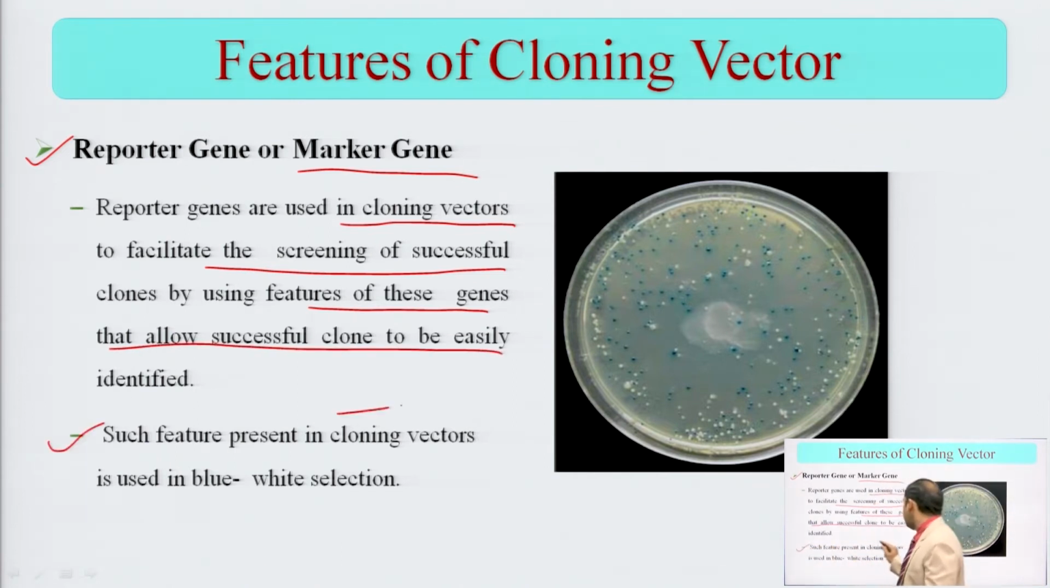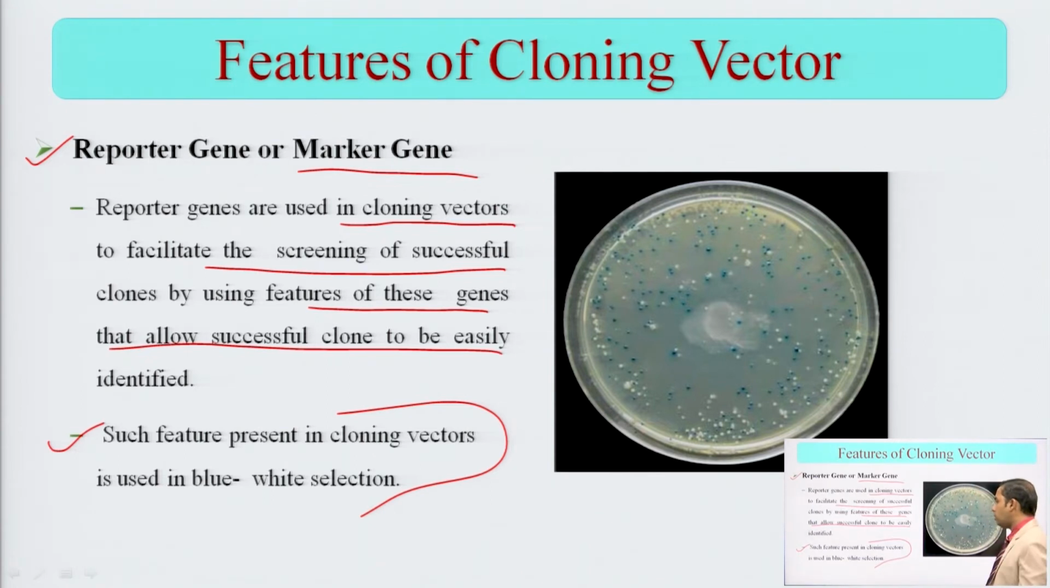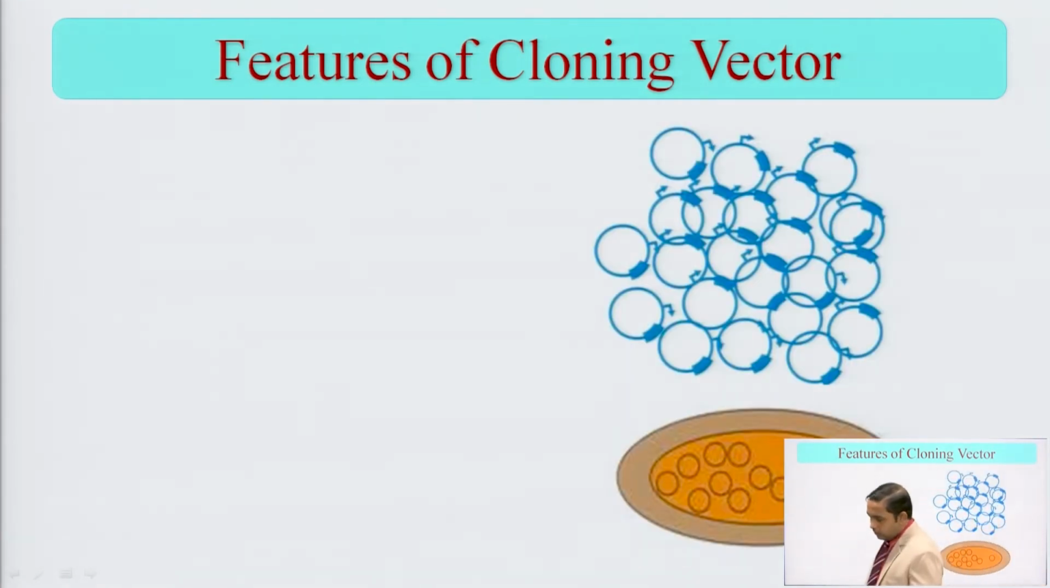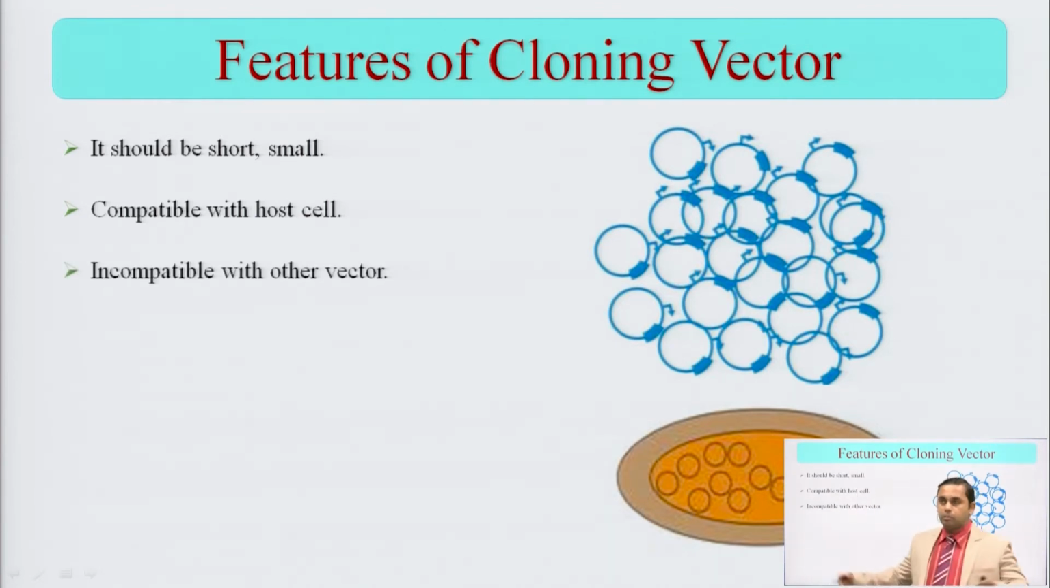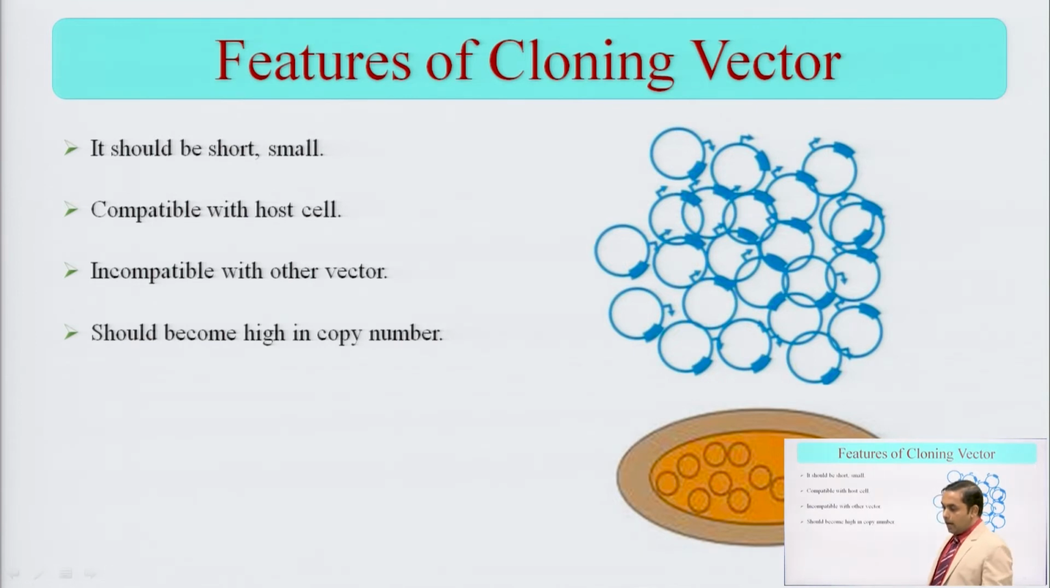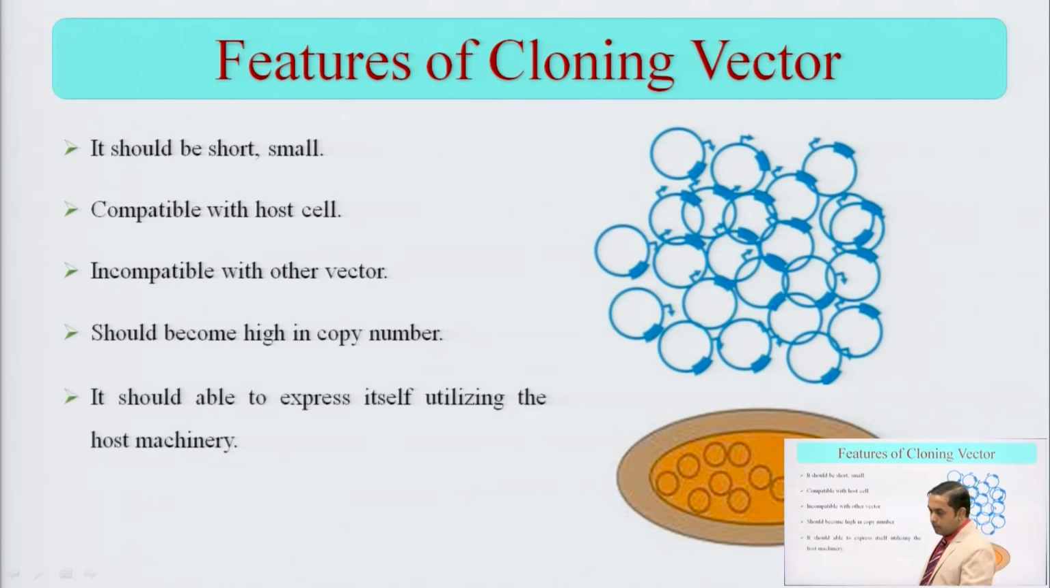Some features present in cloning vectors are used for the blue or white selection. You can see the pictures here. Now, a few other features: first of all, it should be very short and small. It should be incompatible with the other vectors, because there are lots of bacteria, viruses and other things there, and compatibility would make it very difficult. It should have a high copy number, and it should be able to express itself utilizing the host machinery.